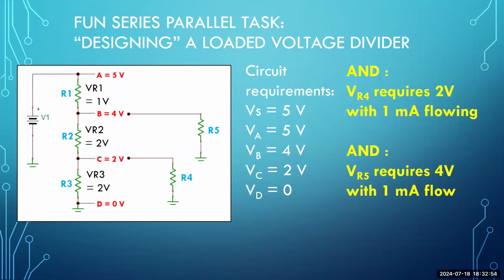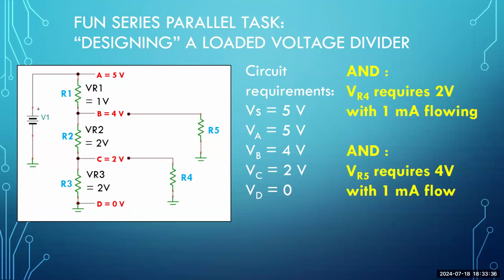But take a look at the requirements in yellow. It says VR4, when it's attached to point C, requires 2 volts and it requires 1 milliamp flowing. That's just a flat out design requirement. And the design requirement is specified by your instructor or specified in a test situation. R5, on the other hand, requires 4 volts with a 1 milliamp flow of current. And so how are we going to achieve this?